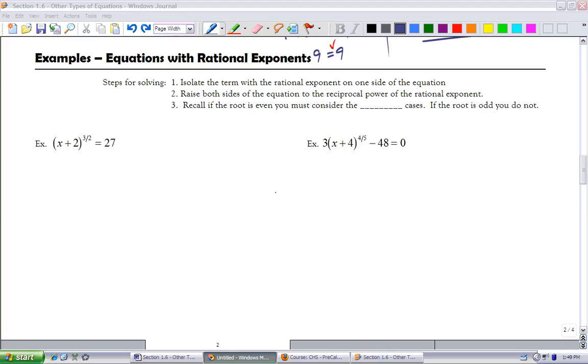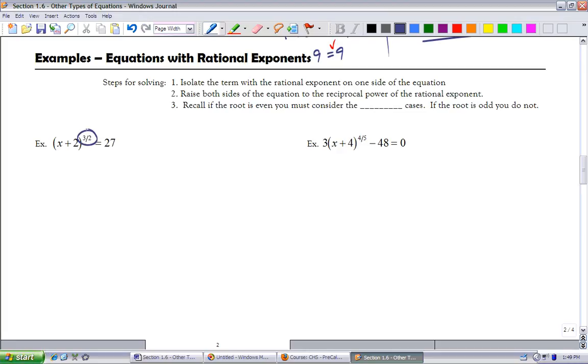Okay, we're going to start equations with rational exponents. A rational exponent is just an exponent that's in fraction form. Not too hard to deal with. Again, we want to isolate the term with that. Then we want to take both sides to the reciprocal power of the rational exponent. Again, sounds difficult. We'll take care of that.